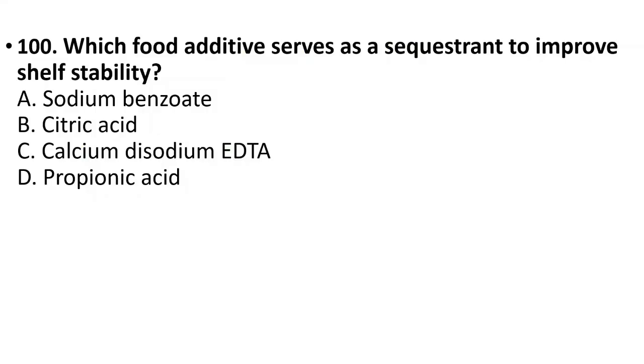Last question in this session. Question number 100. Which food additive serves as a sequestrant to improve shelf stability? Sodium benzoate, citric acid, calcium disodium EDTA, propionic acid. Your answer is option C, calcium disodium EDTA.